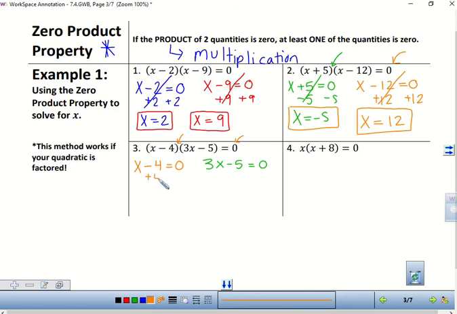So this one, I'm going to add 4 to both sides. Not 5. No, that one's 4 and then the other one's 5. Watch. Add 5 to both sides. We get 3x is equal to 5.